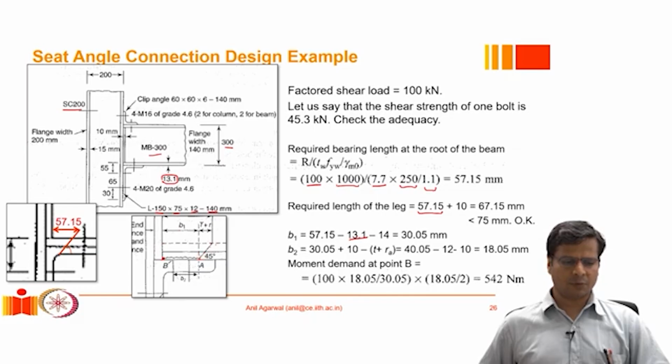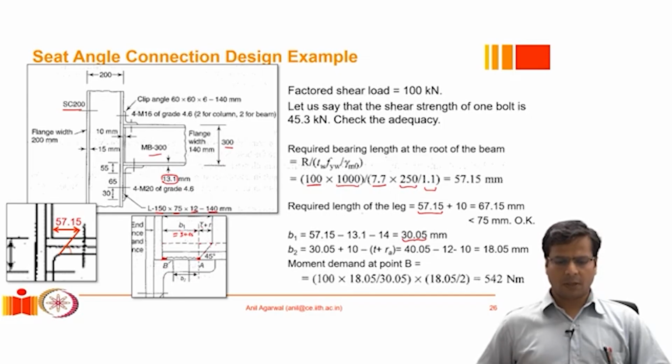So first we remove this portion, which is basically T. We take away T and then we take away 14 millimeters, which is the fillet radius approximately. So we take T and R out, and what we are left with is 30.05. That is my B1 value. So that is the actual bearing surface length between the angle and the beam, the minimum bearing surface we need between the angle and the beam.